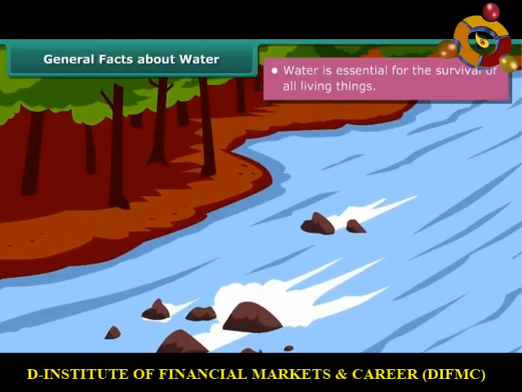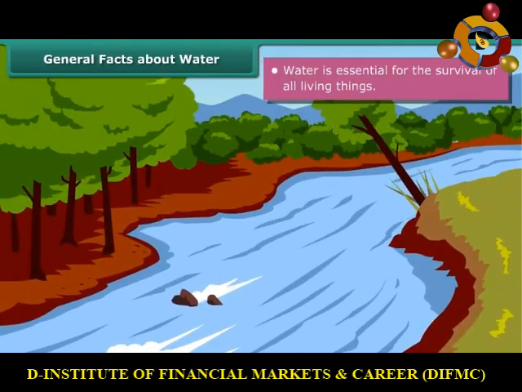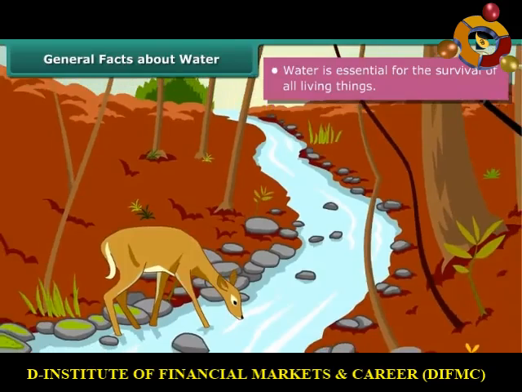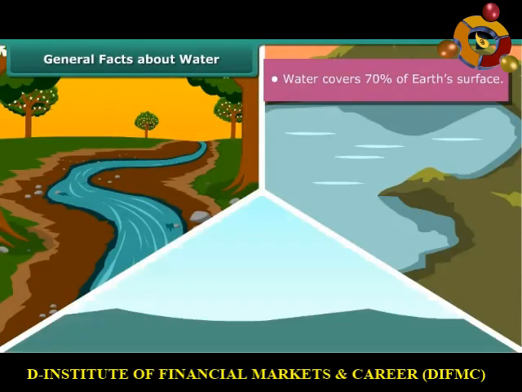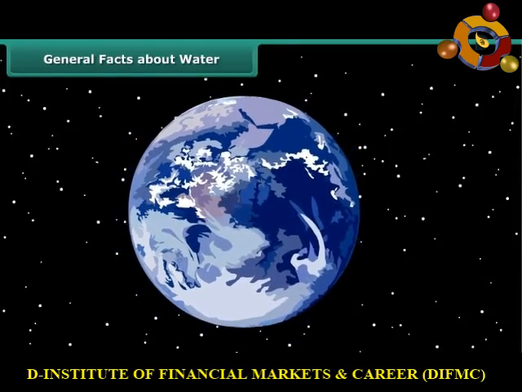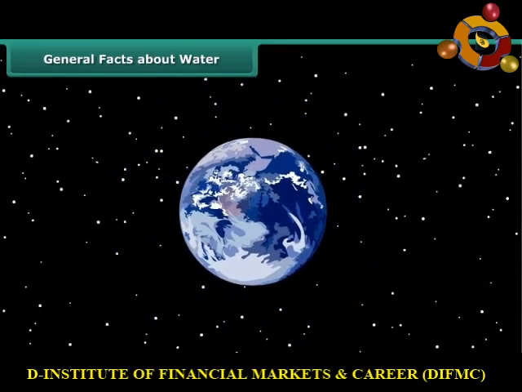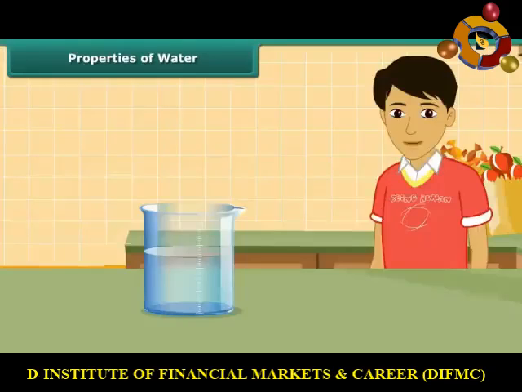Water is essential for the survival of all living things: plants, animals, human beings, and other life forms. It covers 70% of our planet in the form of rivers, ponds, oceans, and streams, making Earth appear blue in color when seen from space. In fact, the abundance of water has earned Earth the sobriquet, blue planet.